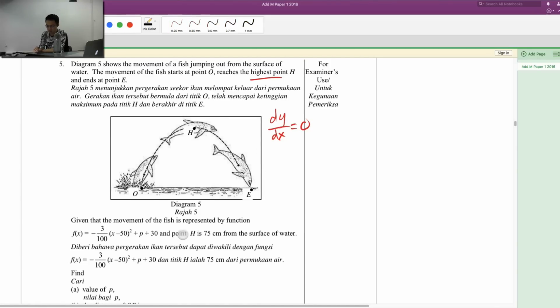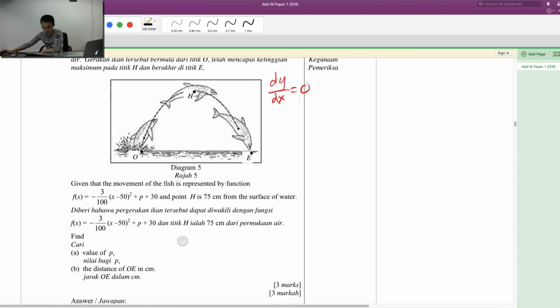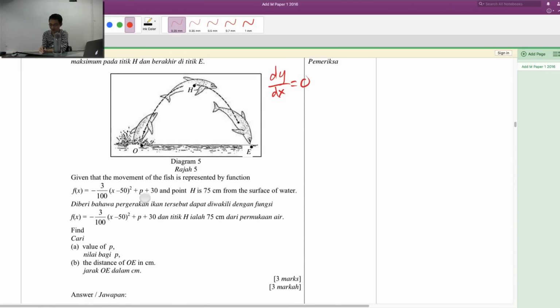And then given that the movement of the fish is represented by the function. So actually this is how the fish jumps, and then the scientists found an equation for the fish jump. And the point H is 75 meters from the surface of the water. Alright, so at least you have some information. Then it asks you to find p.